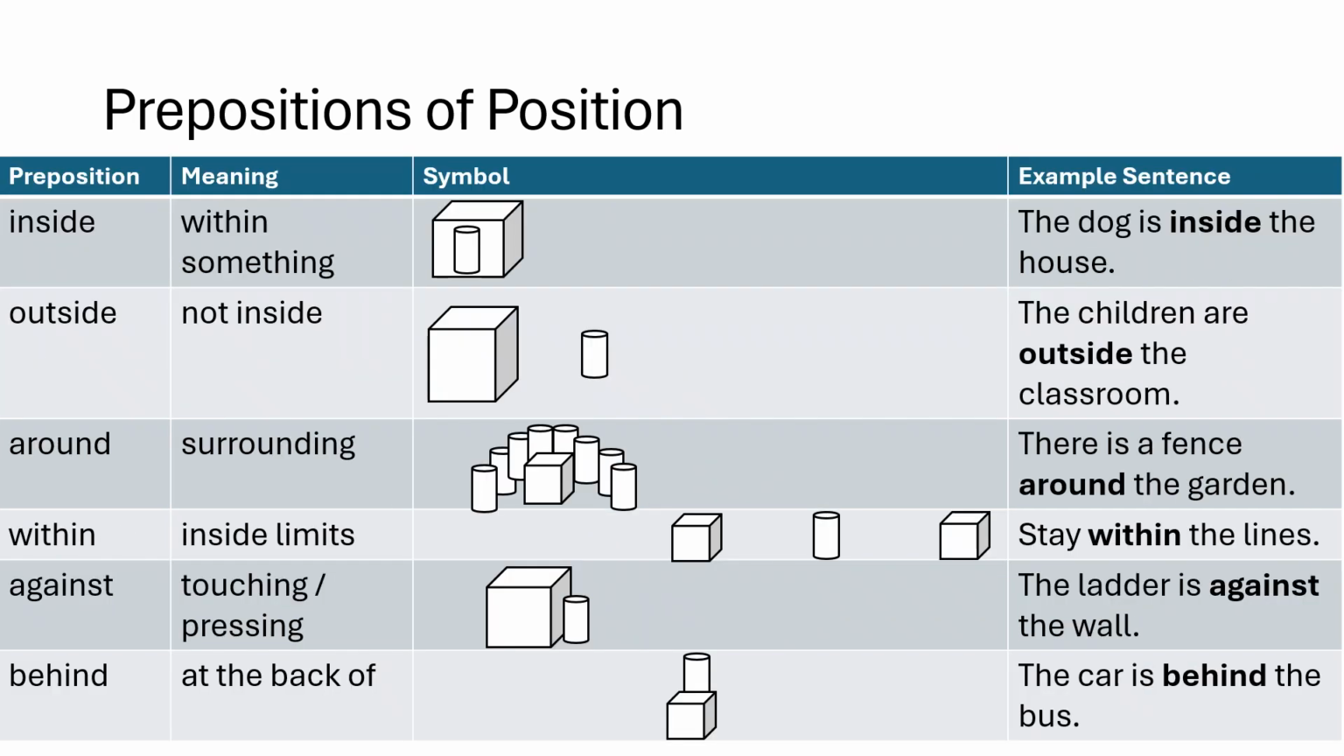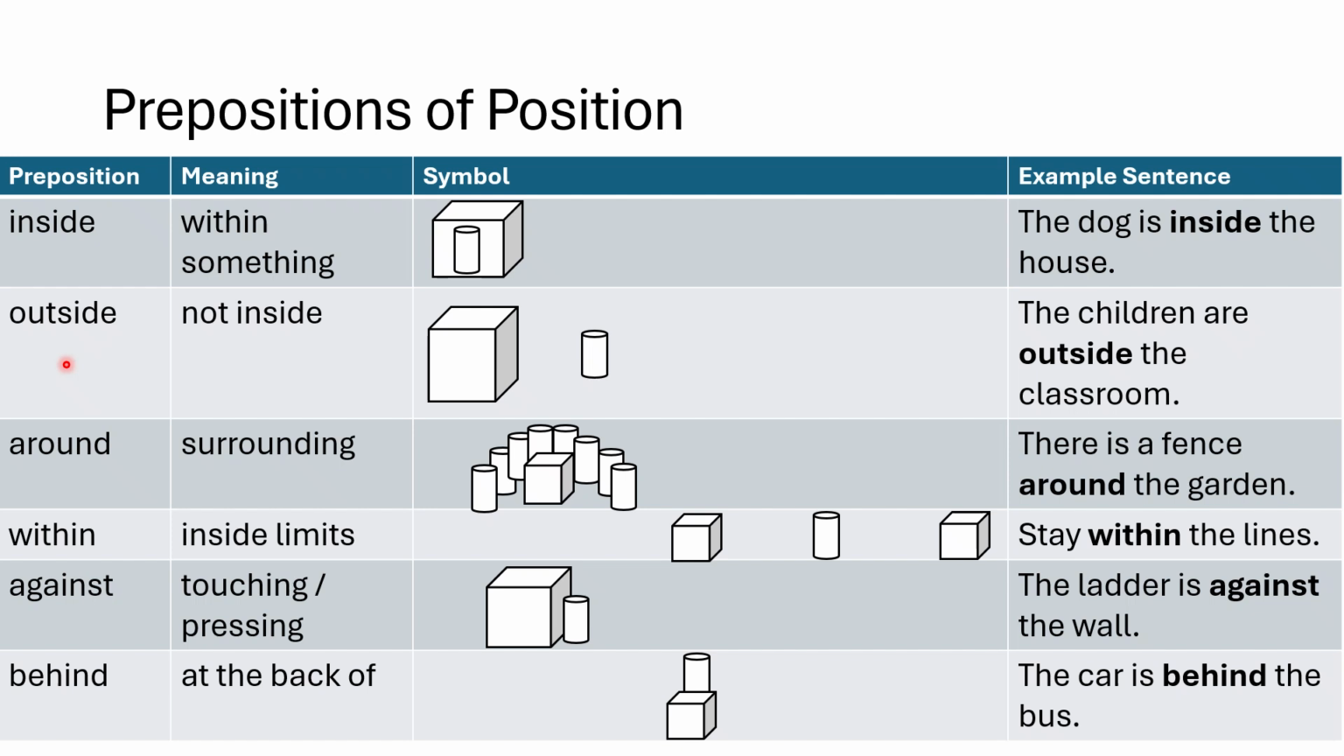Here are some common prepositions of position. These are the prepositions, these are the meanings, these are the symbols, and these are the example sentences. The preposition inside means within something. This symbol illustrates the cylinder inside the box. Listen to the example sentence. The dog is inside the house.